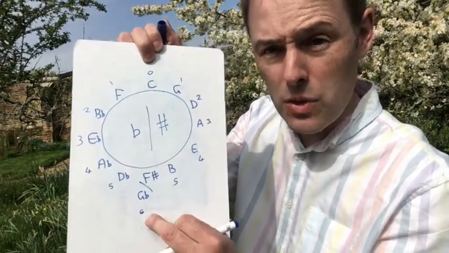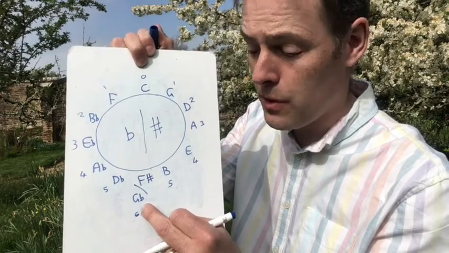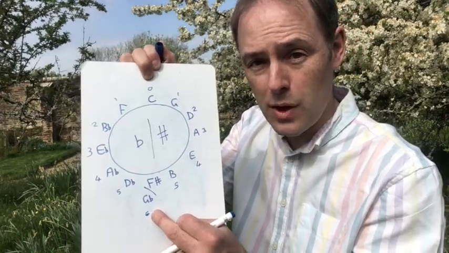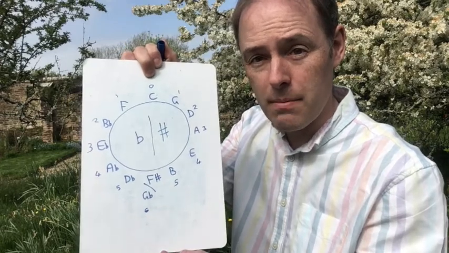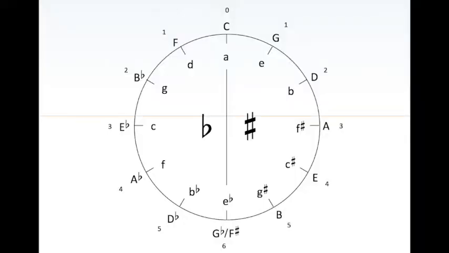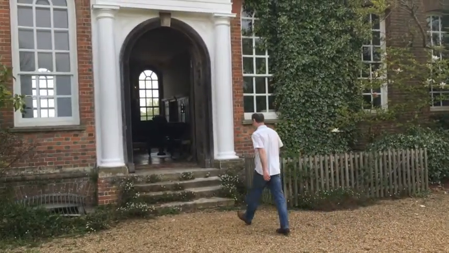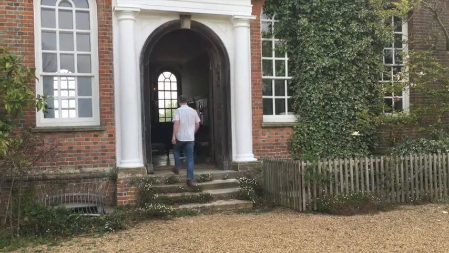This scale here, if you call it F sharp major, it has six sharps. If you call it G flat major, it has six flats. It's the same set of notes, but spelt differently. Here's a neat copy of the diagram, incorporating the minor scales that share key signatures with their relative majors. Let's go indoors and put some of this into practice.